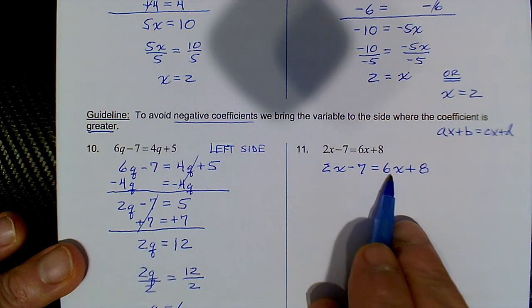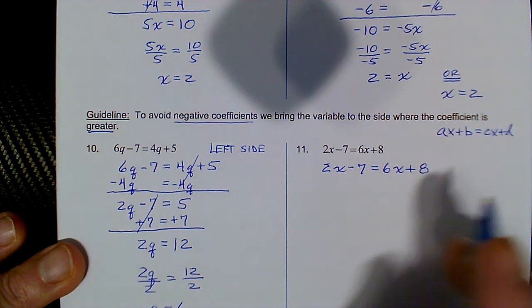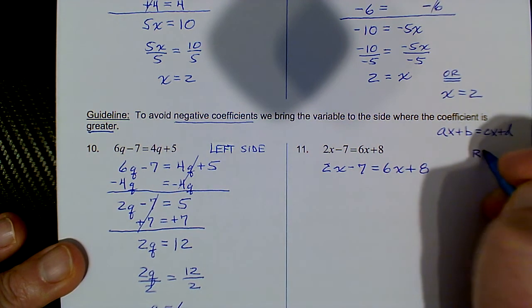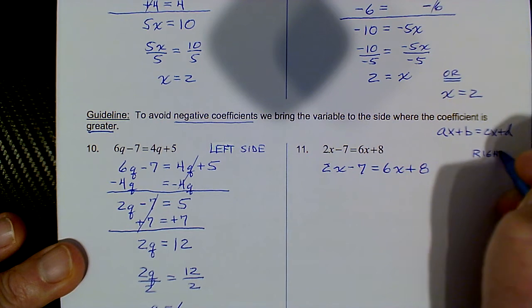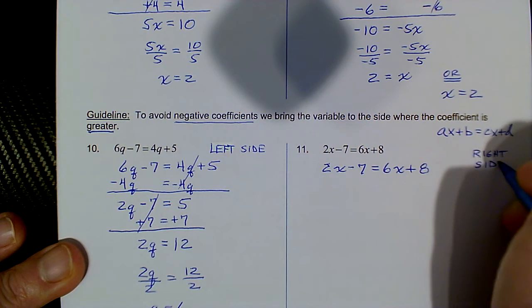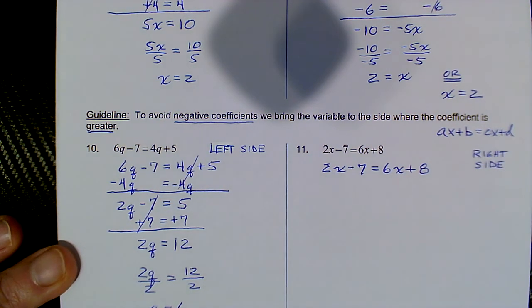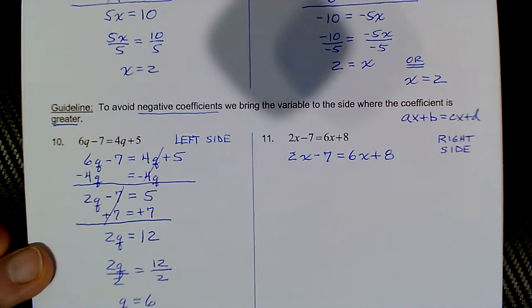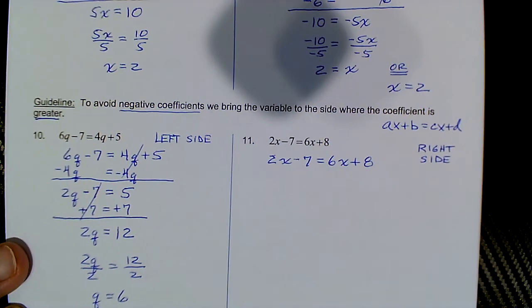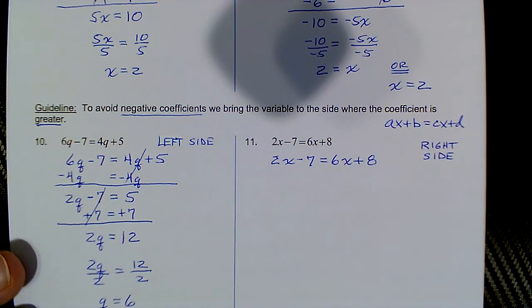And we have 2 compared with 6. 6 is greater than 2. So we're going to bring the variable to the right side. Now, you don't have to do this. You could deal with the negative coefficients. If you were more comfortable bringing the variable to the left side always, then just be careful with the negative signs if you encounter them. But this is just a guideline that sometimes is good practice.